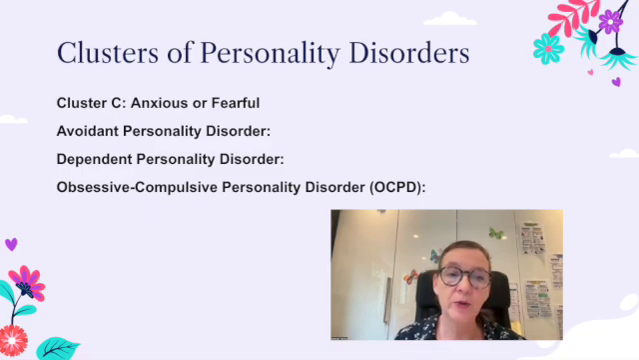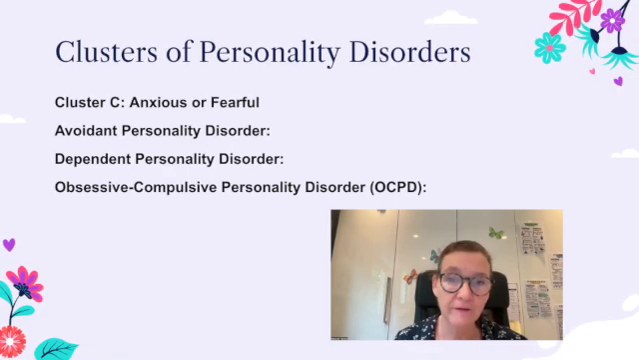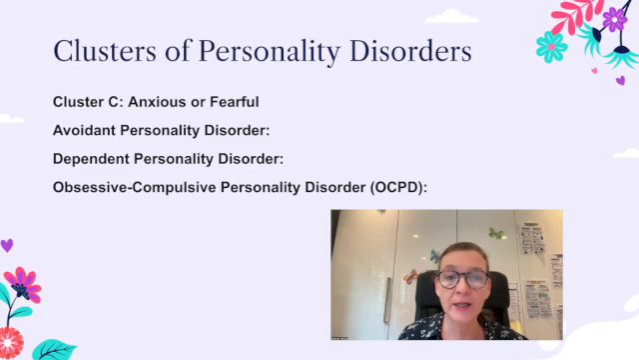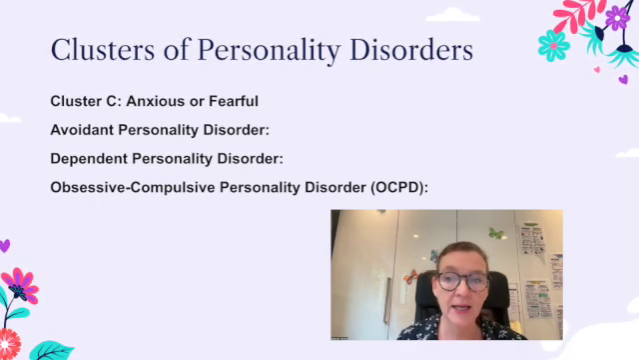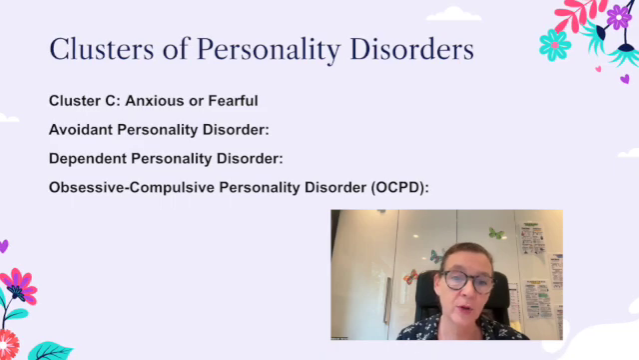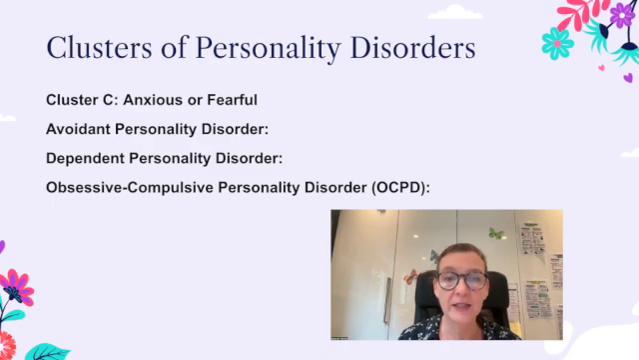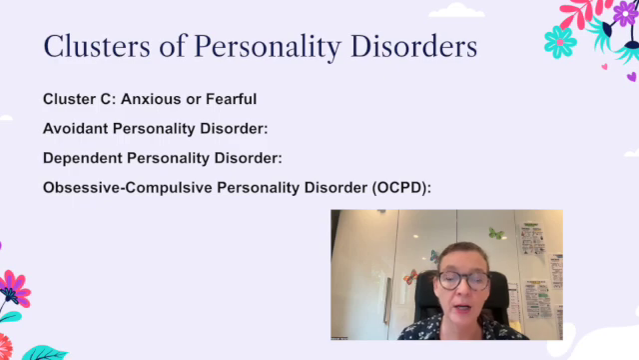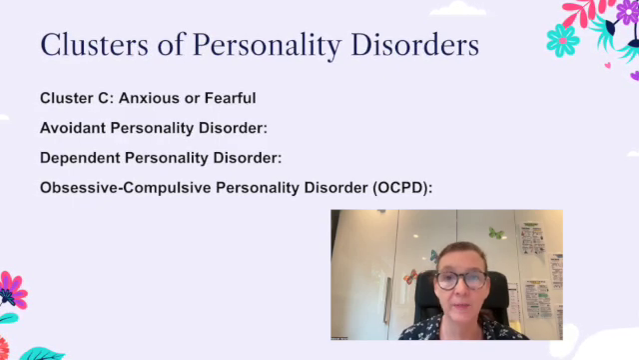Individuals in this cluster struggle with chronic anxiety, insecurity, or the need for control. Their behaviors are driven by fear, especially of rejection, criticism, or abandonment. We'll start with avoidant personality disorder. The symptoms are social inhibition, feelings of inadequacy, and fear of rejection. For example, avoiding social gatherings despite craving connection because of the intense fear of criticism. The next one is dependent personality disorder. The symptoms are an excessive need to be taken care of and difficulty making independent decisions.